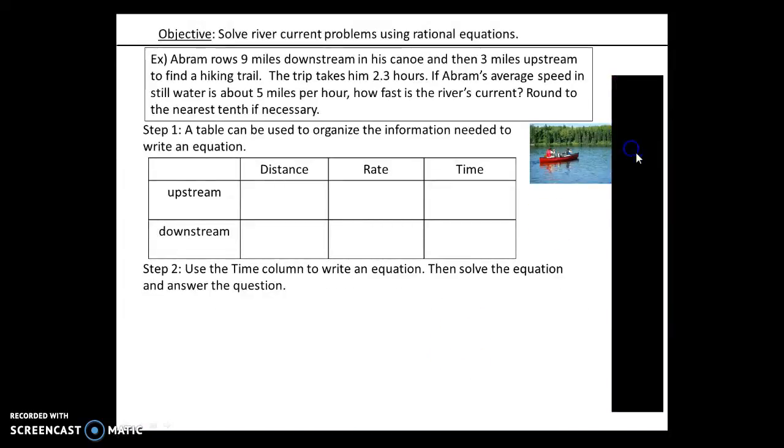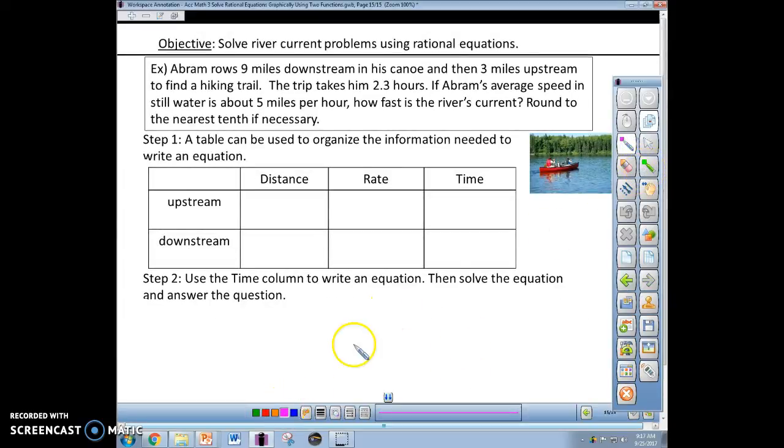All right, so let's take a look at this example. In this example, it says that Abram rows 9 miles downstream in his canoe and then 3 miles upstream to find a hiking trail. So what we need to understand is that those are the distances for each direction.